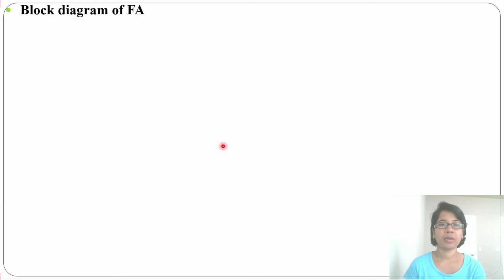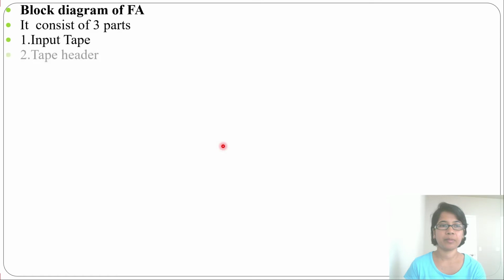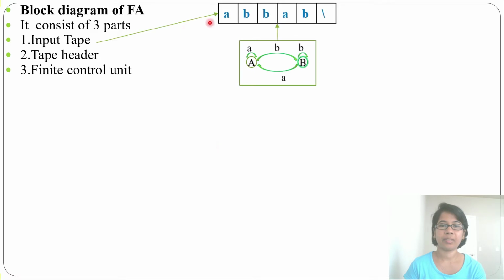Hi, let's start with the block diagram of FA. It consists of three parts. First is the input tape, second is the tape header, then third is the finite control unit. So let's do the diagram. Now this is the input tape, then this is the tape header, then this is the finite control unit. So we'll go one by one.